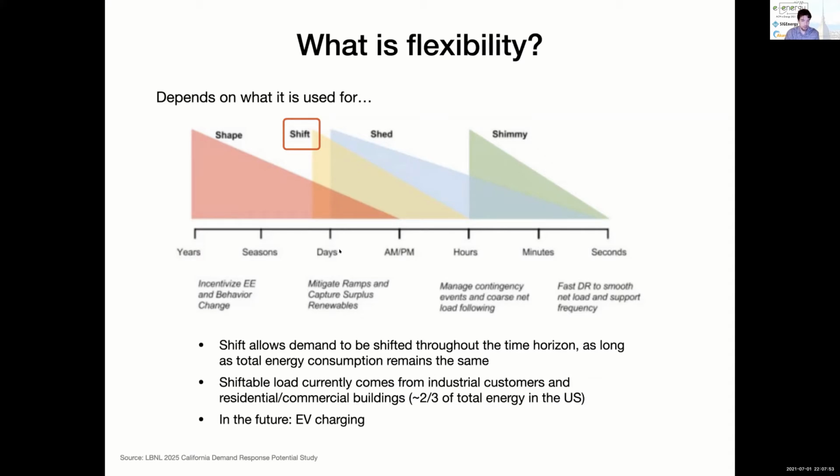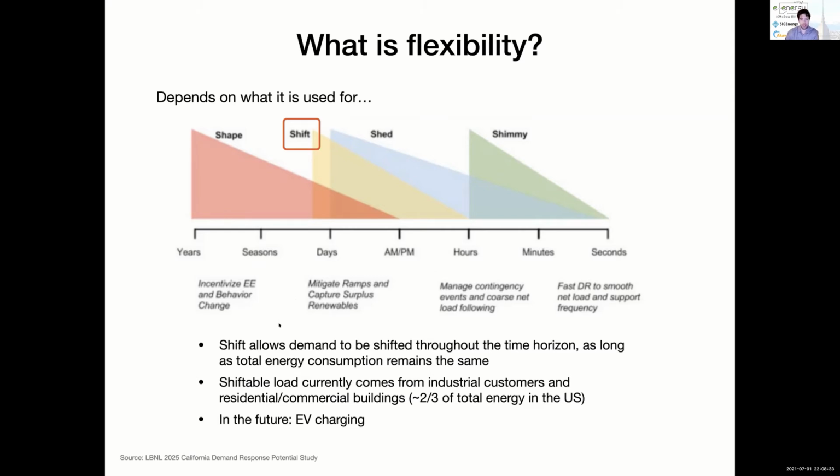And it's the biggest opportunity in terms of allowing us to dispatch more renewable generation, due to this ability to shift generation and load within a 24-hour time scale. So by definition, shift flexibility allows demand to be shifted throughout a time horizon as long as the total energy consumed over that time horizon remains the same. So if I consume my megawatt hour at 8 a.m. versus 8 p.m., it doesn't matter as long as over the 24 hours, it's the same amount consumed.